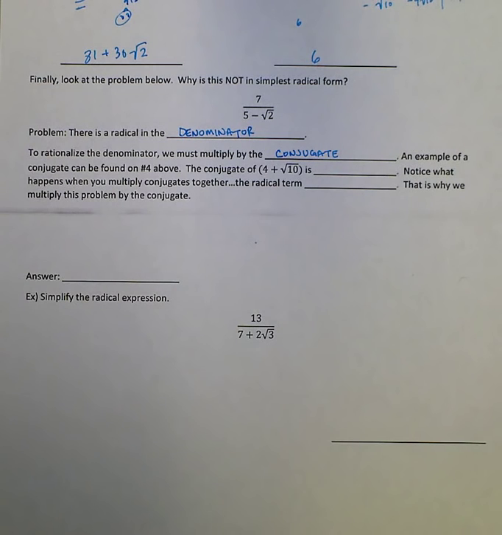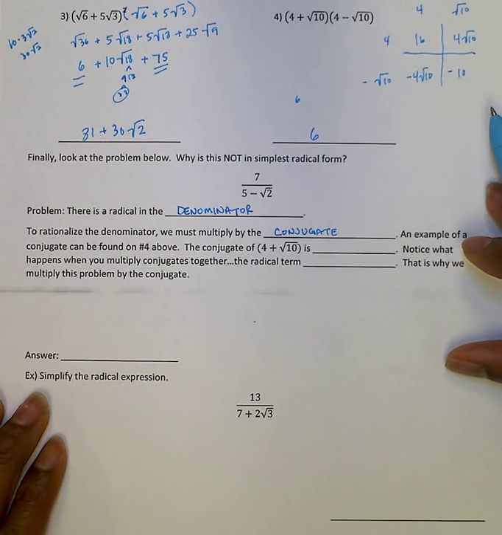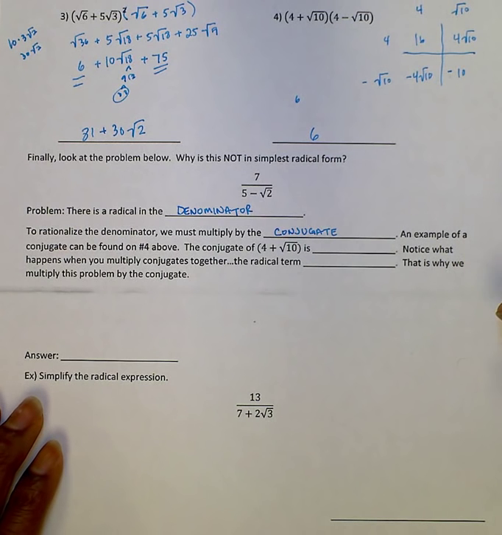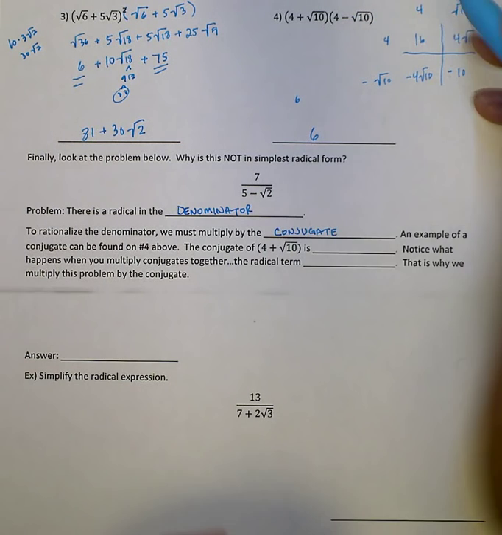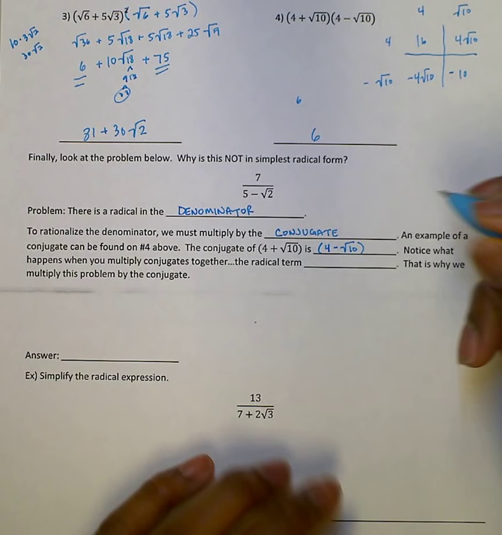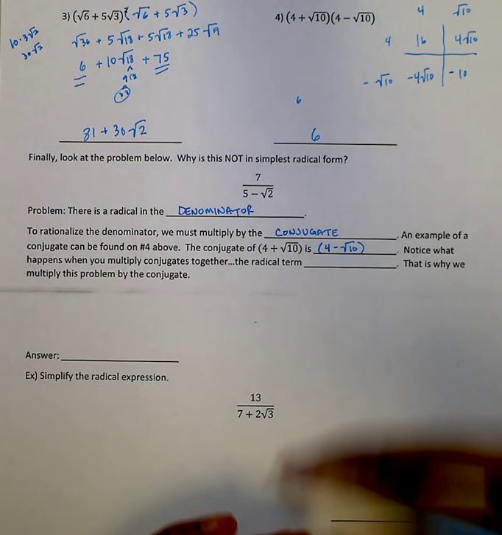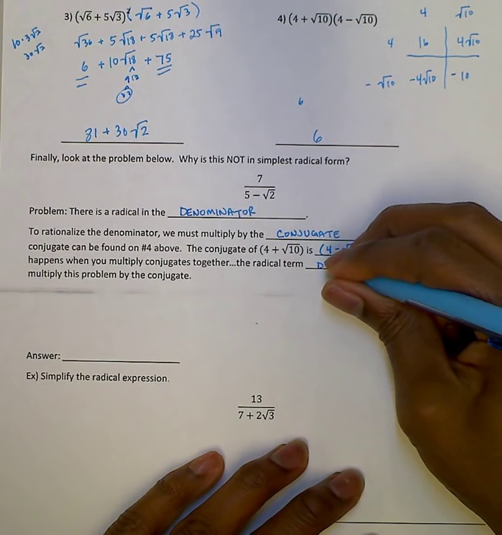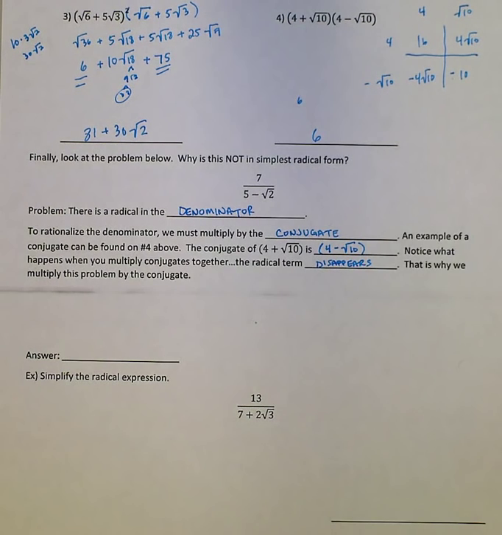An example of a conjugate can be found in example number 4. So here we have example number 4. Right at the top here we have 4 plus radical 10 and 4 minus radical 10. Okay, the conjugate for 4 plus radical 10 is 4 minus radical 10. Notice what happens when we multiply the conjugates together. The radical term disappears. Doesn't necessarily disappear because that sounds like magic, but it's gone. And that's why we need to multiply the problem by the conjugate.